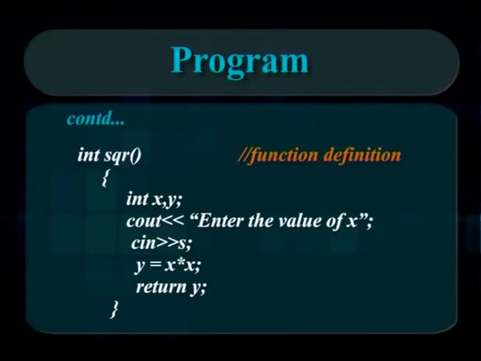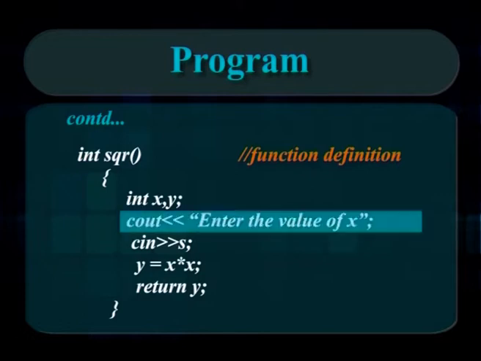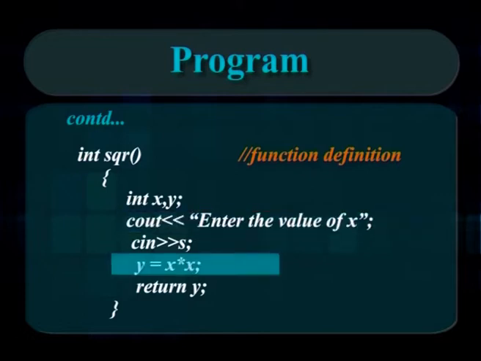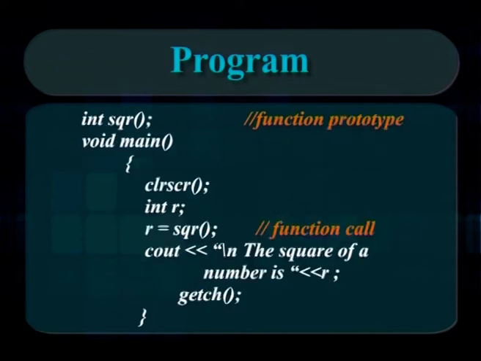You can see here that after accepting a value of x, the square of the number is calculated and stored in y. Now let's see the main program. The clrscr function is used to clear the screen. SQR is a function call for calculating the square of a number inputted in a function.